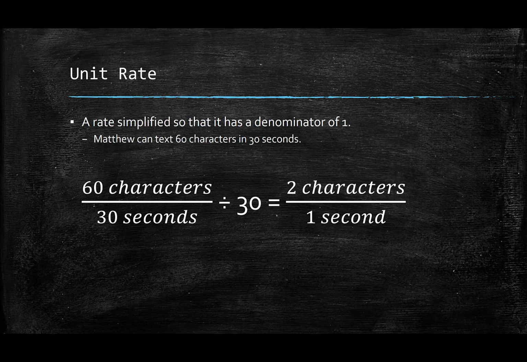This simplifies our rate to 2 characters per second. This is our unit rate. Now that we have our unit rate, we can rewrite our original statement. Matthew can text 2 characters per second.